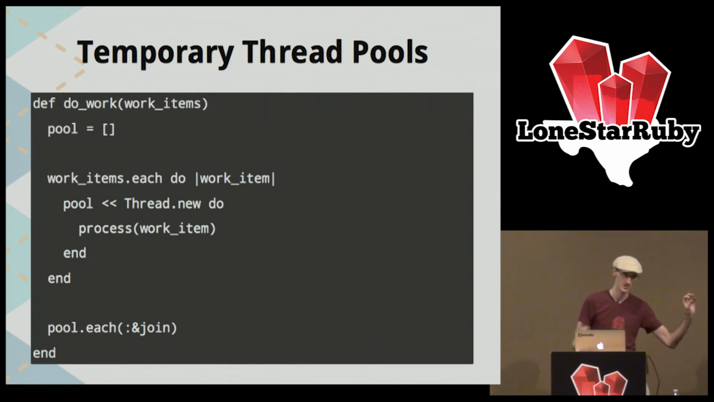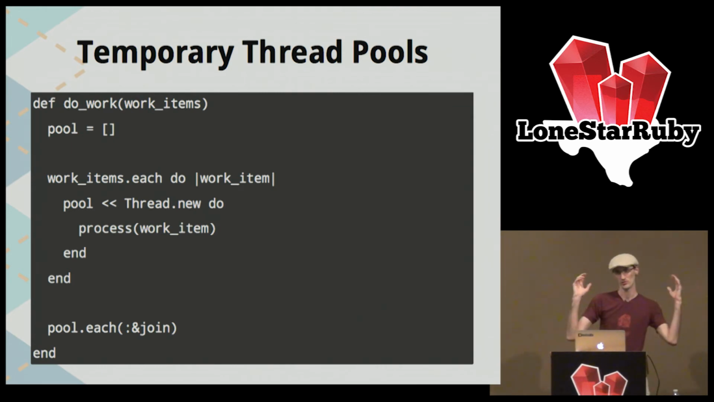So when thread A calls join on thread B, it means that thread A will wait for thread B to be done before it continues. So in this case, the thread that is executing this method will wait for all the threads that it just spun up to finish before this method returns, before do work returns, right?